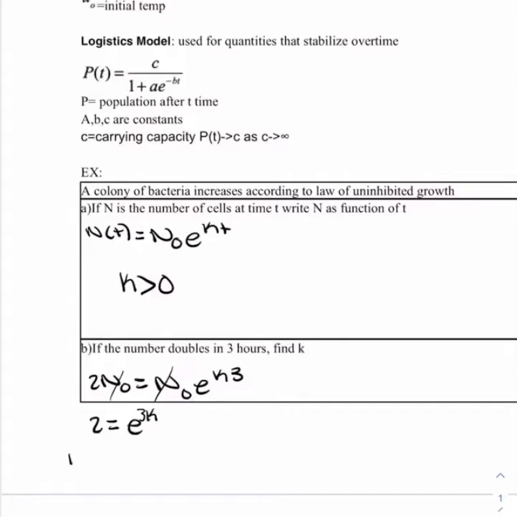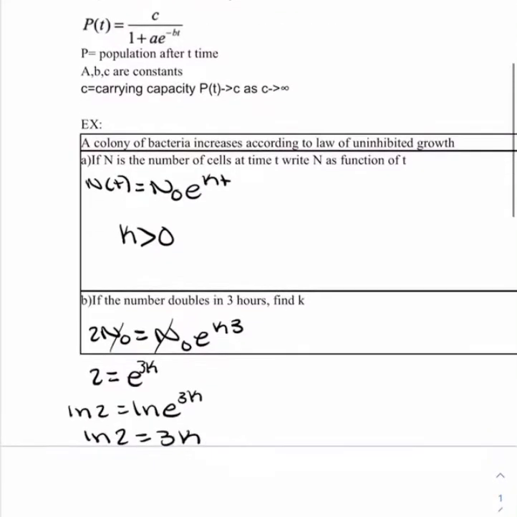And then I'm going to take the natural log of both sides. Because if I do natural log times e, I'm just left with that exponent. So that's why I'm choosing natural log here. So natural log 2 equals 3k, and I want to solve for k. So I'm going to divide by 3. So natural log 2 divided by 3 equals k. And then I can just leave this as natural log 2 divided by 3.